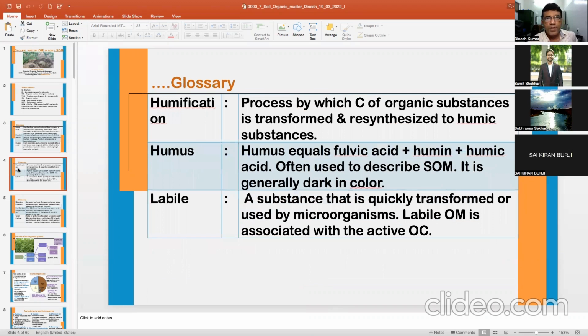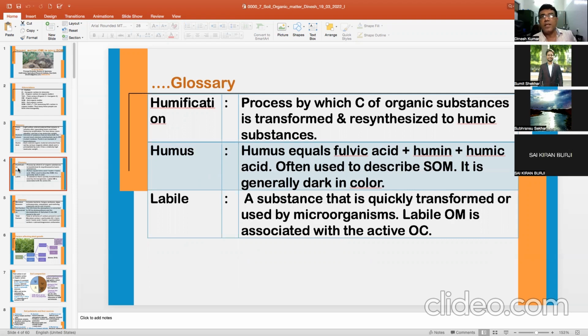Humification. Humification means simply the formation of humus, or production of humus by decomposition. It is the process by which carbon of organic substances is transformed, meaning converted from one form to another form, and resynthesized to humic substances. That is your humification. Humus. Humus equals fulvic acid, humin, and humic acid. Often used to describe soil organic matter, it is generally dark in color.